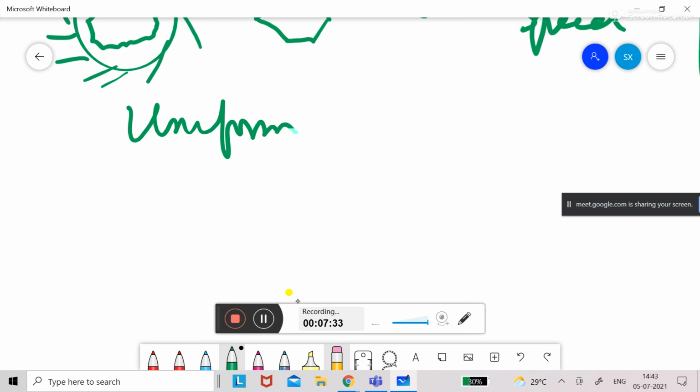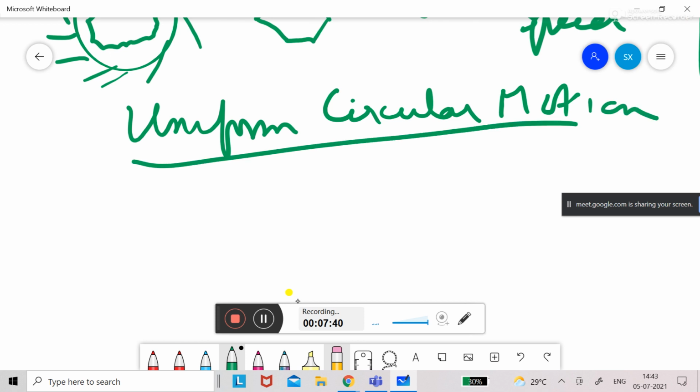Uniform circular motion. You should take your classwork and write it down. You can write it afterwards also. Listen now. When a body moves in a circular path with a uniform speed, its motion is uniform circular motion. And this circular motion is accelerated. What you should write: when a body moves in a circular path with a constant speed, its motion is called uniform circular motion. And this circular motion is accelerated.